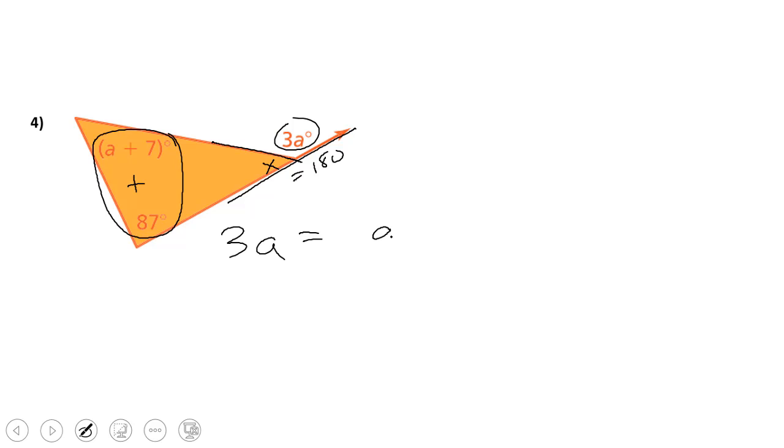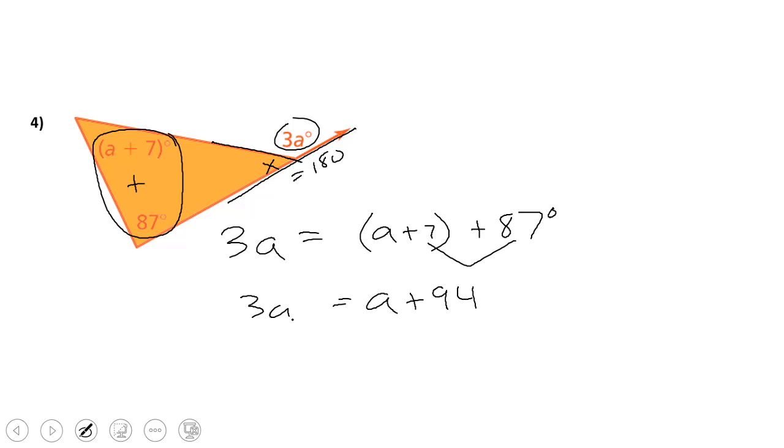We know one of them is A plus 7, and the other one is 87. So now we can combine these two terms. We have A plus 94 is equal to 3A. Get rid of this A.